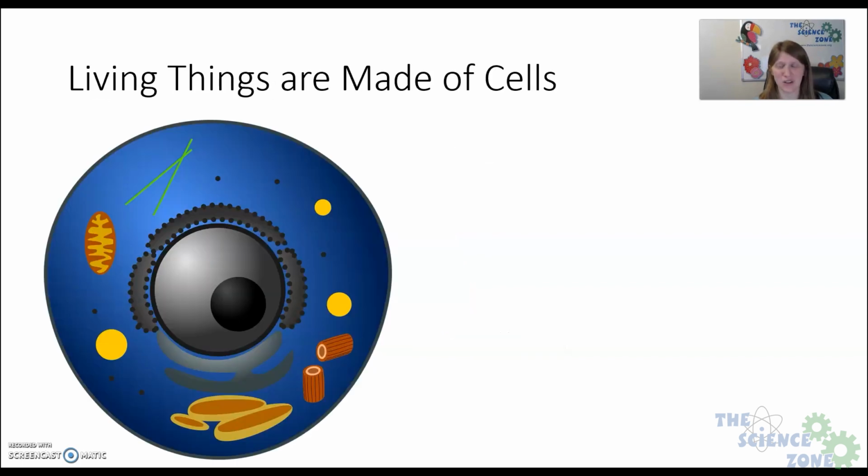Let's look at a cartoon of an animal cell. Remember that living things are made of cells. We're made of cells. Plants are made of cells. Everything is made of cells. And all living things require water. Okay? So it's important to understand how water moves into and out of cells. Let's look at just a few key components.